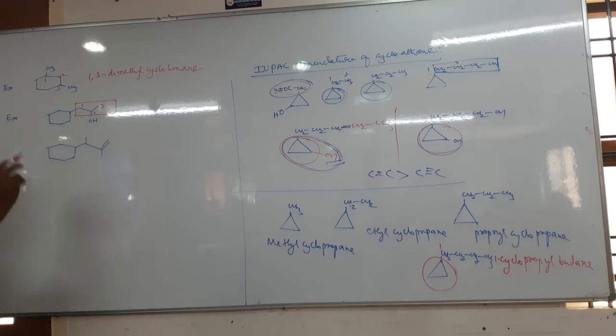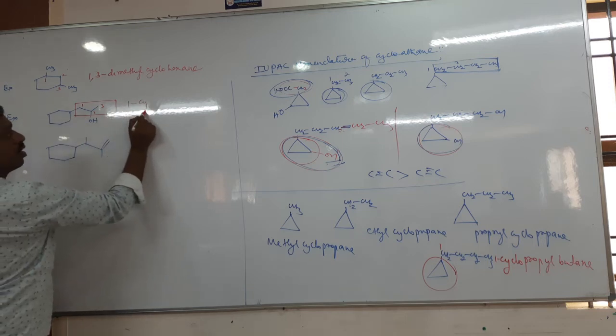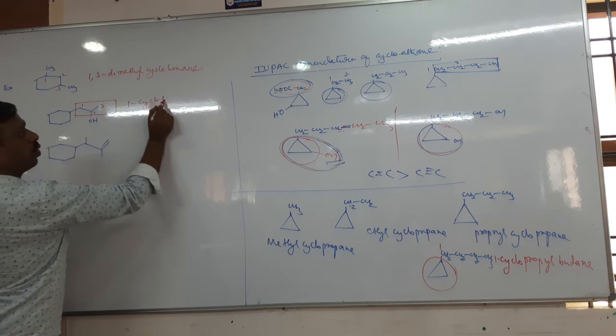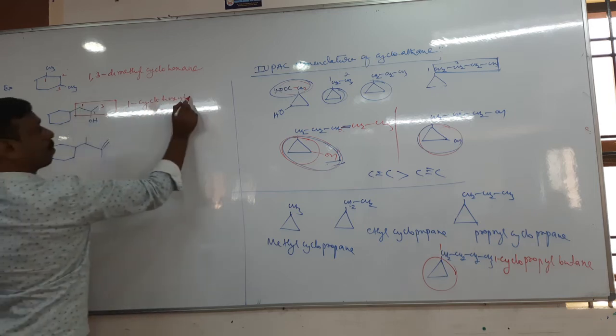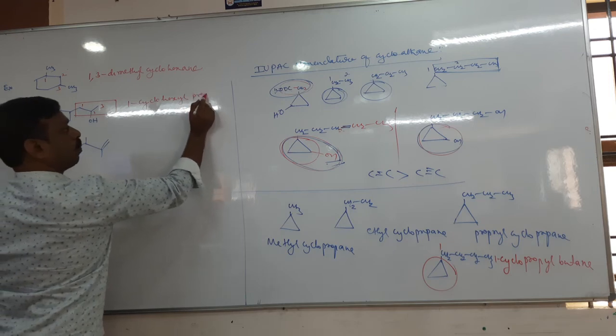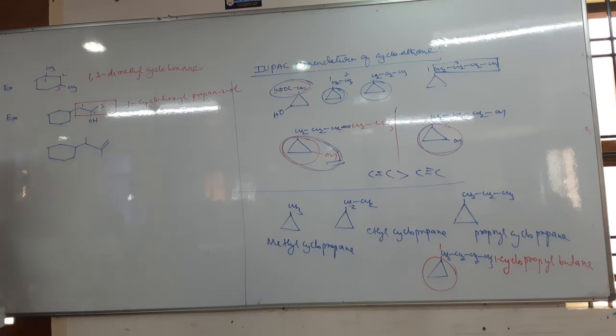So therefore now it is 1 cyclohexyl propane, which ol? 2 ol. Right. So 1 cyclohexyl propane 2 ol. Do you understand? Next.